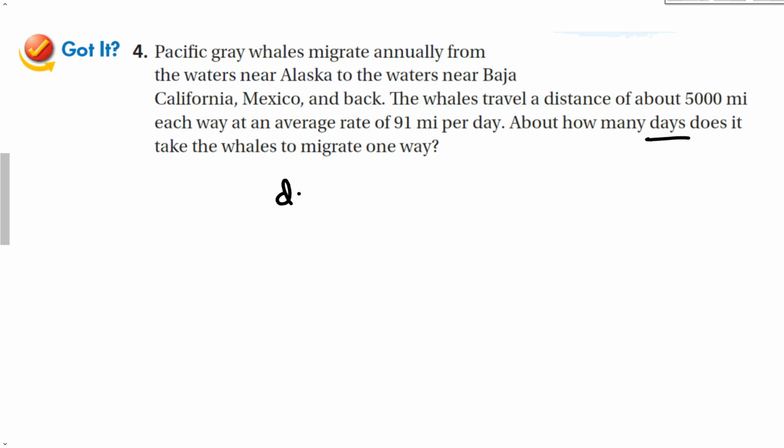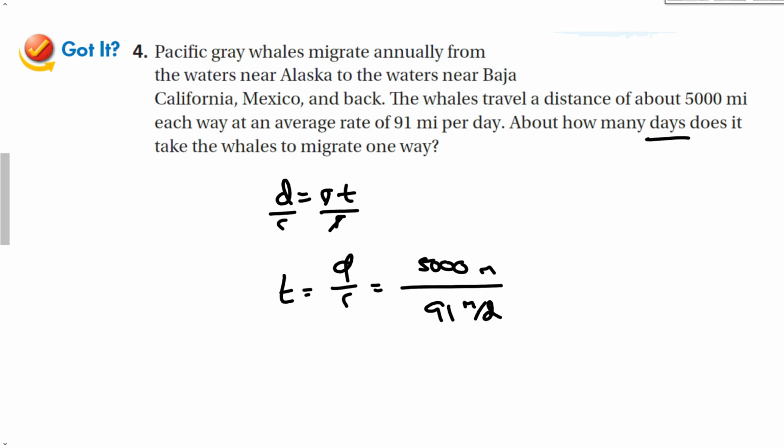So distance is equal to rate times time. Now I divide out the rate because I want time by itself. So time is equal to the distance over the rate. The distance is 5,000 miles. The rate is 91 miles per day. The miles cancel out. We have over days, which means 1 over days in the denominator, which means it's going to go up to the numerator. So basically we have 5,000 divided by 91, which gives me about 55 days.